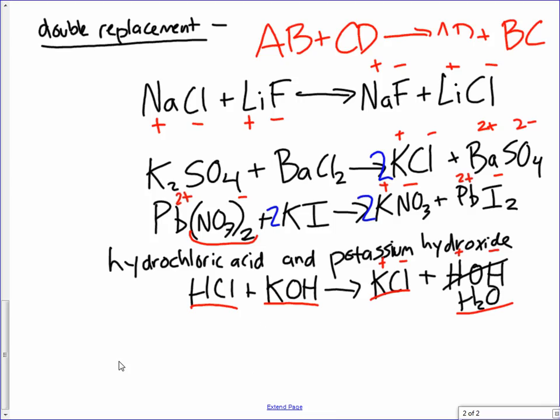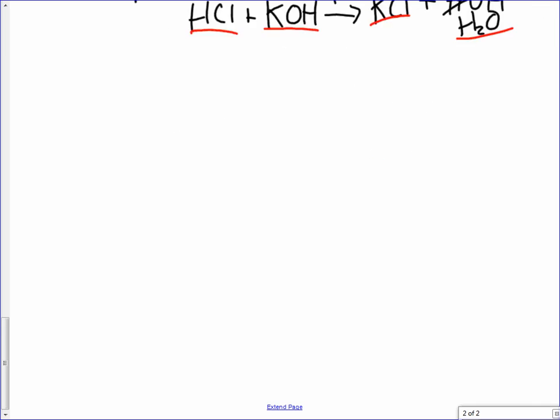All right, guys. Again, that's it for double replacement. If you're still having trouble, go find more examples. There are plenty out there on the internet.